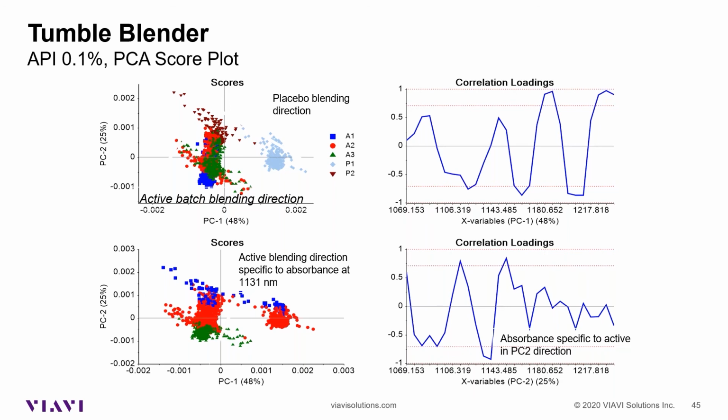You see that the two placebos are changing in this direction. The active blending is moving in the opposite direction. This is the clear demonstration that there is a separation between the process trajectory of the placebo and the blending process trajectory of the real product. Saying that they are not overlapped means that we are able to see the API during the variation.